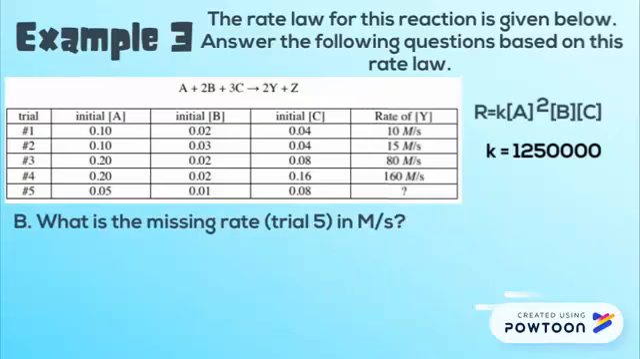Now that we have a completed rate law and constant, we can move on to question B. What is the missing rate for trial 5? Here we want to plug in our concentrations for A, B, and C, and K, and find R.